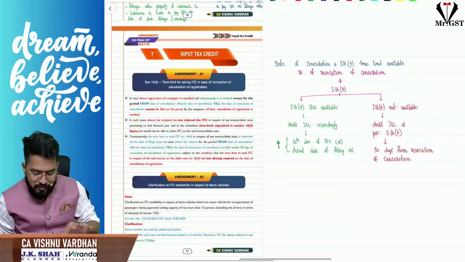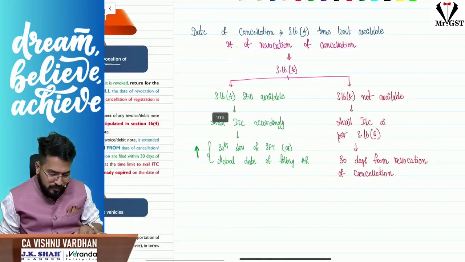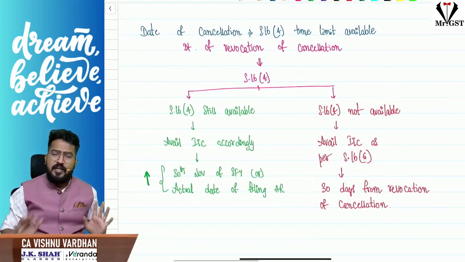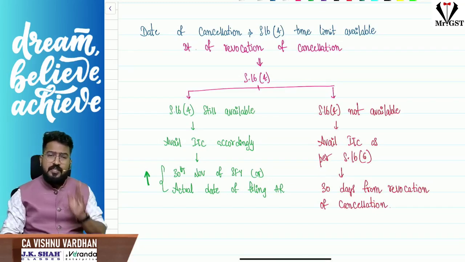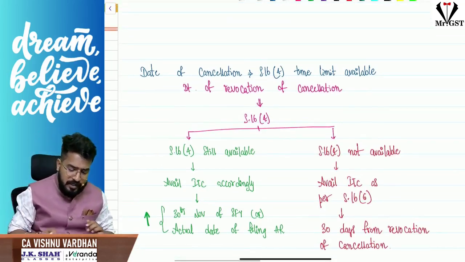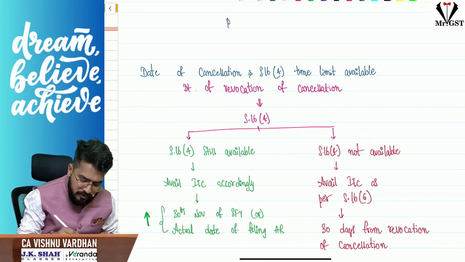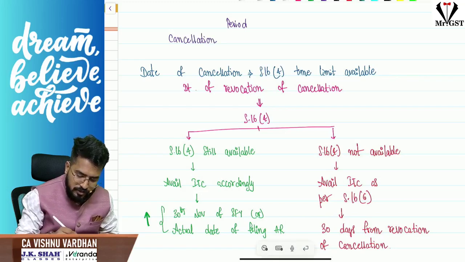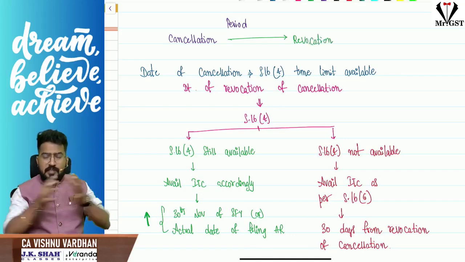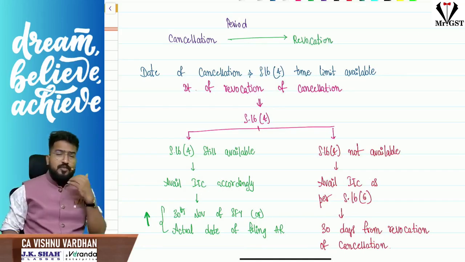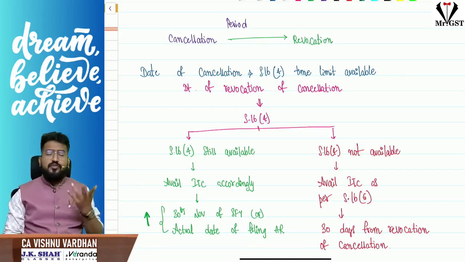Now see, first of all, simply, what is this provision all about? At the time of cancellation of the registration, the period I am talking about is between cancellation to revocation. For this period, whatever returns you did not file, for that period you have not taken ITC also, because you could not file your 3B.